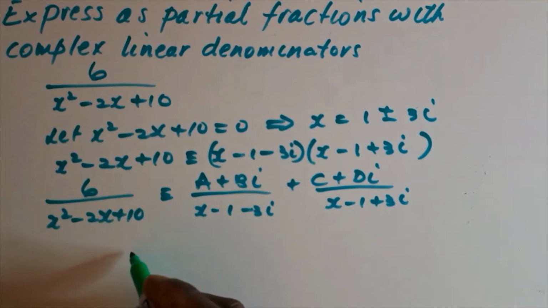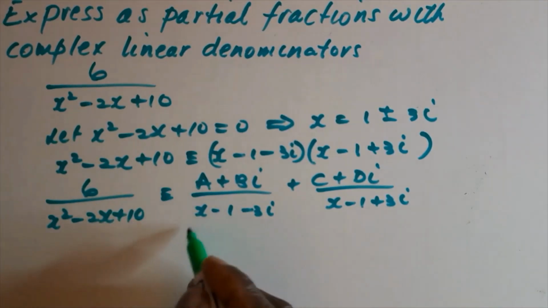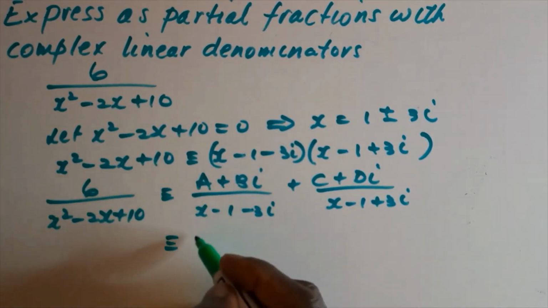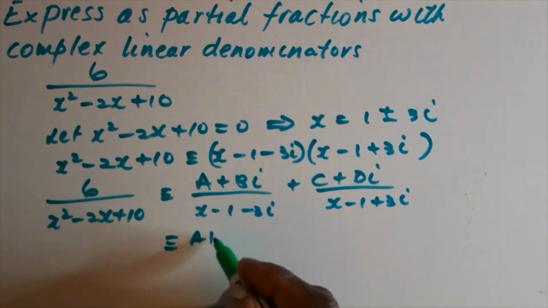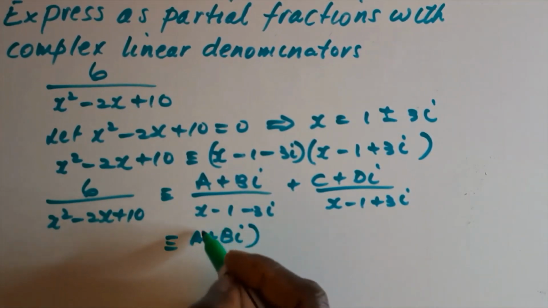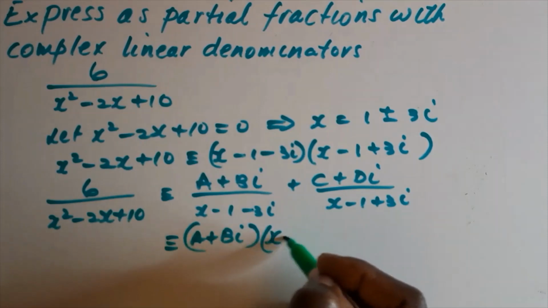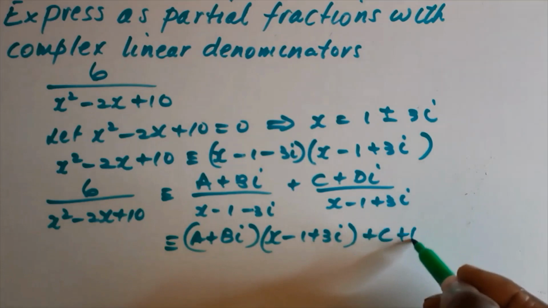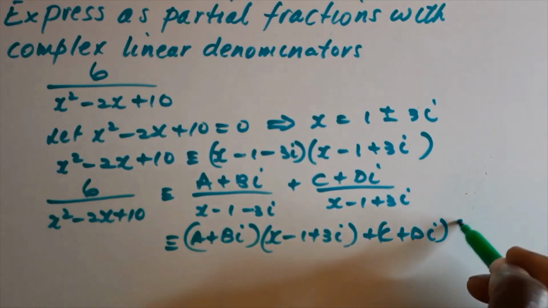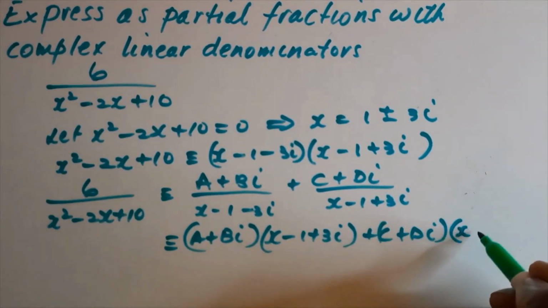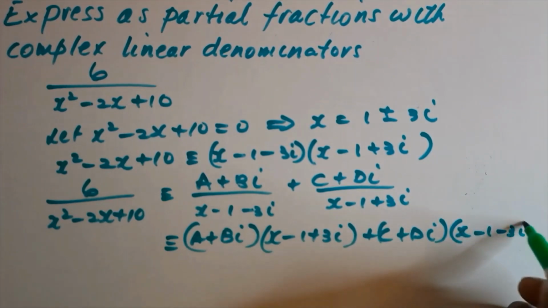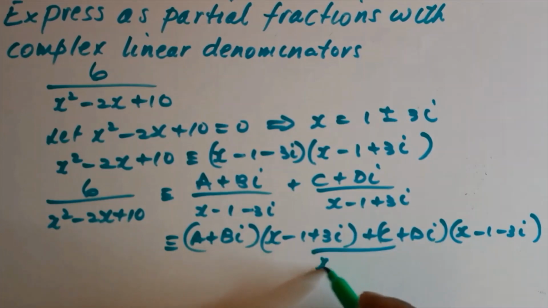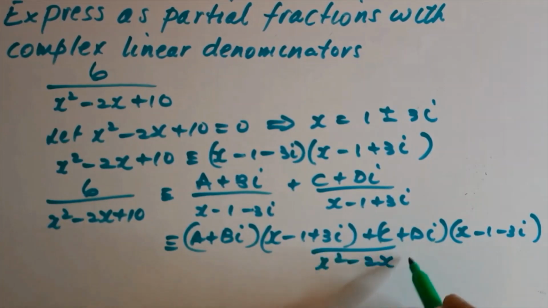And we can now write, if we cross multiply in this direction, we have (a + bi)(x - 1 + 3i) and (c + di) into (x - 1 - 3i), and all of this over x squared minus 2x plus 10.